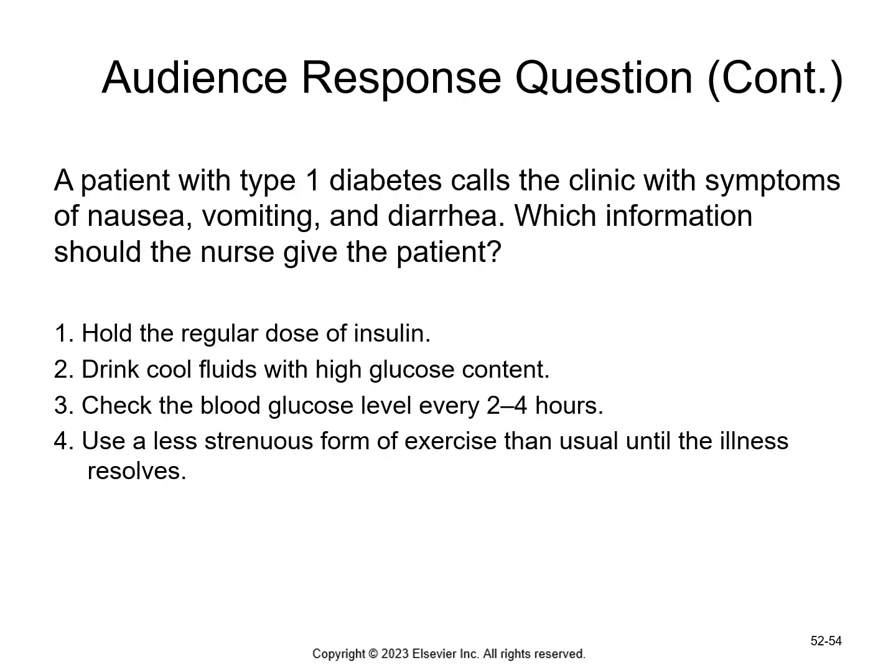Another question, patient with type 1 diabetes called the clinic with symptoms of nausea, vomiting, and diarrhea. Which information should the nurse give the patient? And the correct answer is to check their blood glucose level every 2 to 4 hours because this patient could go into hypoglycemia. That is the end of this session.